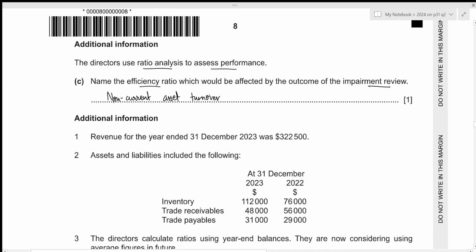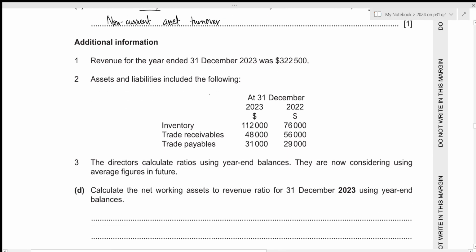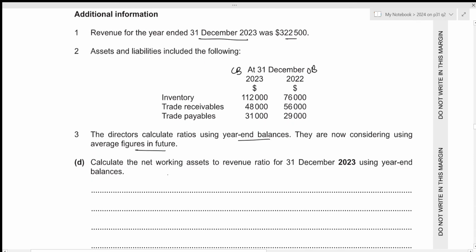Let's move towards the fourth one. Now we have been given some additional information. Revenue for the year ended 31st December 2023 was 322,500. We have been given the assets and liabilities at the opening date as well as the closing date. Then the directors calculate ratios using year-end balances. They are now considering using average figures in future. We need to calculate the net working assets to revenue ratio for 31st December 2023 using year-end balances. Year-end means that we are using the closing balances. We should not be looking at the opening balances for this part.